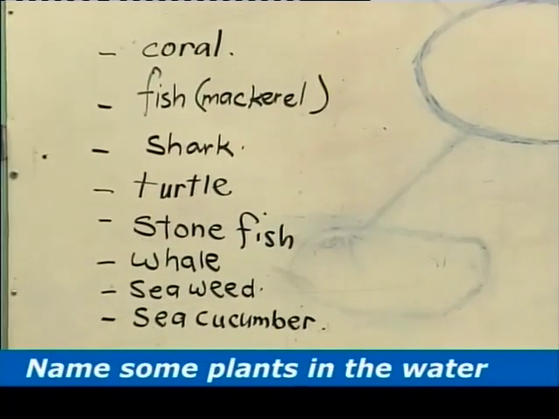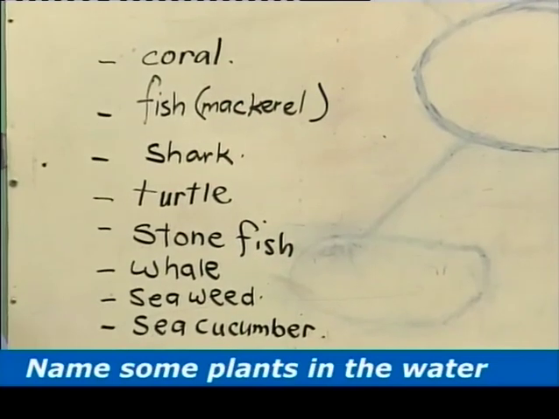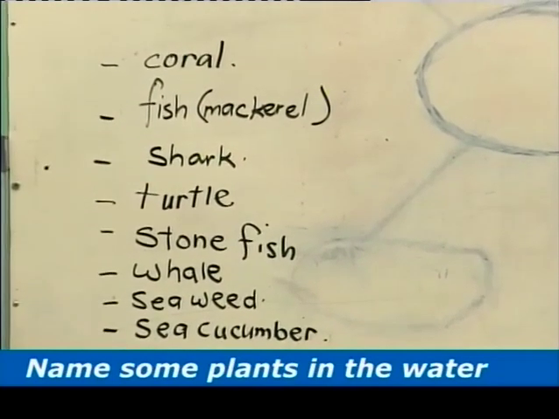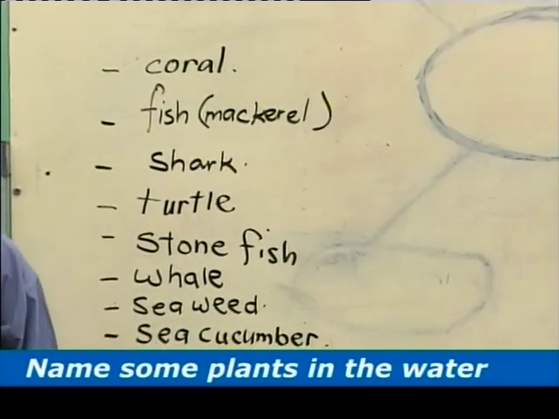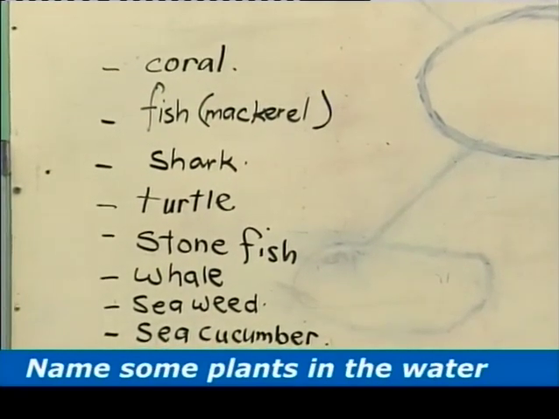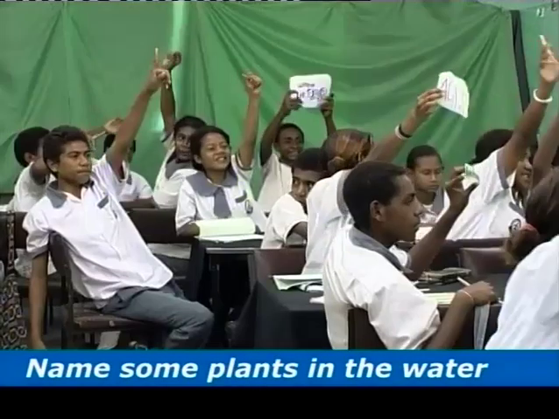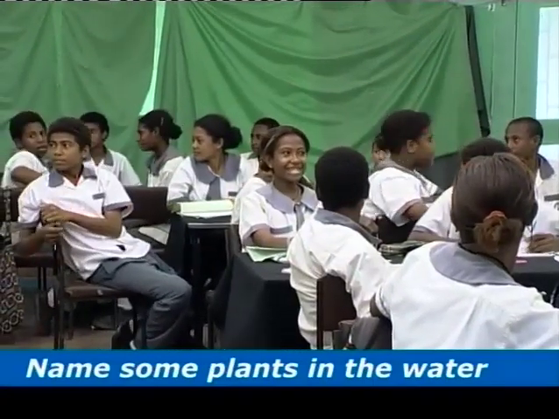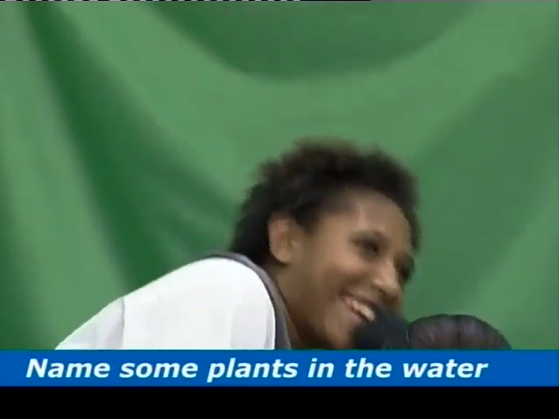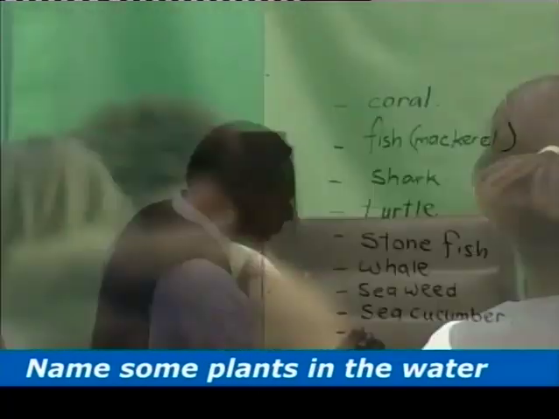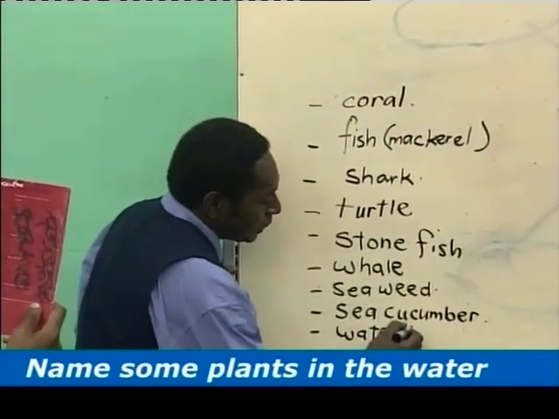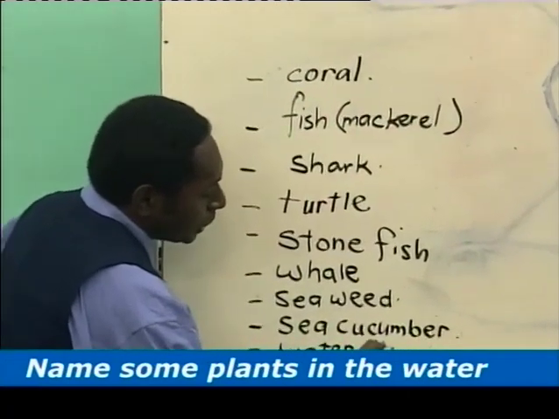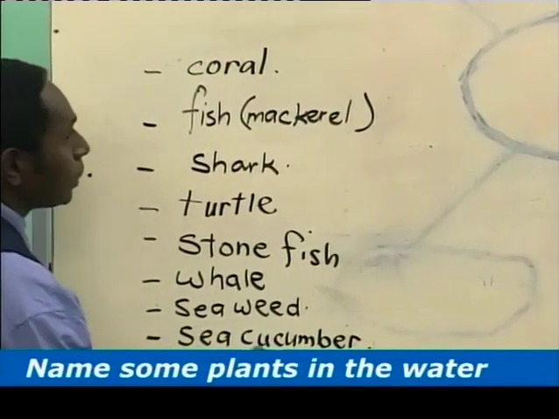Very good. What's one of the plants that is found in the water? Not only sea, but water. Whether it be in the swamp, whether it be near your riverside. Very good. Okay, let's see. Who hasn't had their turn yet? Okay, we'll have Evelyn. Water lily. Thank you.